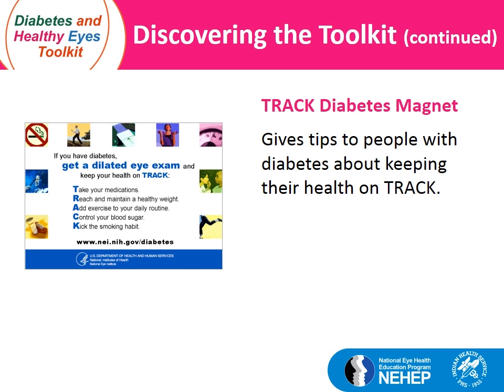Inside the folder, there's also a small magnet, and it's called the Track Diabetes Magnet. It gives tips to people with diabetes about keeping their health on track. And what does that mean, keeping their health on track? It's an acronym where the T stands for take your medication, reach and maintain a healthy weight, add exercise to your daily routine, control your blood sugar, and then K for kick the smoking habit, so TRACK, track.